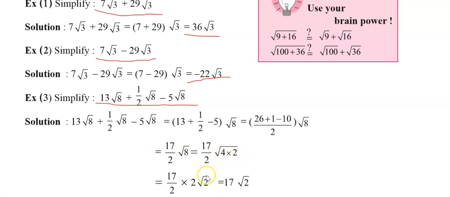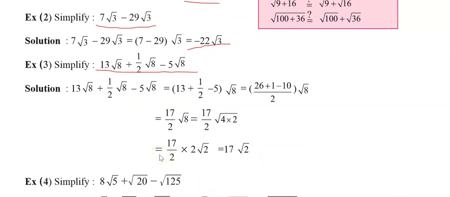Again, the square root of 4 is 2. That is 2 root 2, and this is the simplified form. That is, this 2 gets cancelled again, and then you will get 17 root 2.